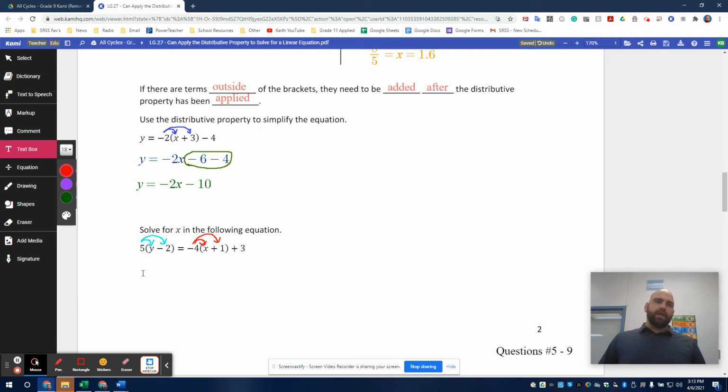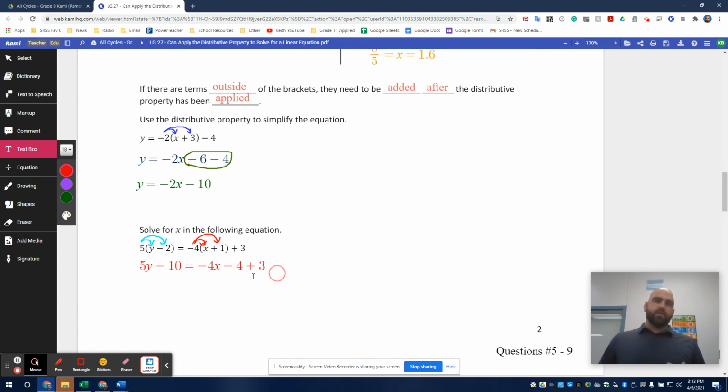So when we multiply everything out, we have 5 times y, which is 5y, and 5 times -2, which is -10. So that's on one side. On the other side, we have -4 times x, which is -4x, and -4 times 1, which is -4, and then we're adding 3.